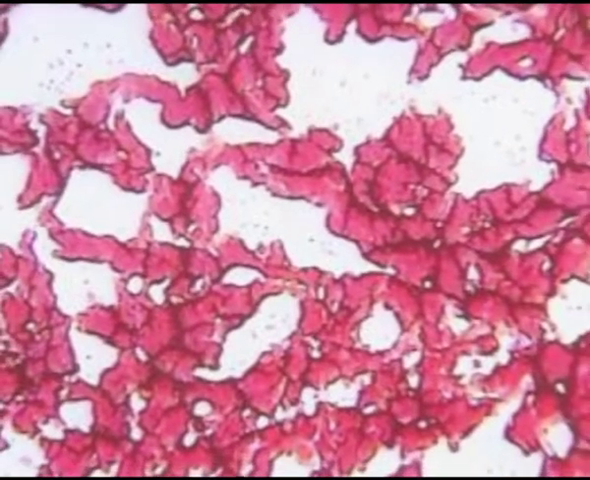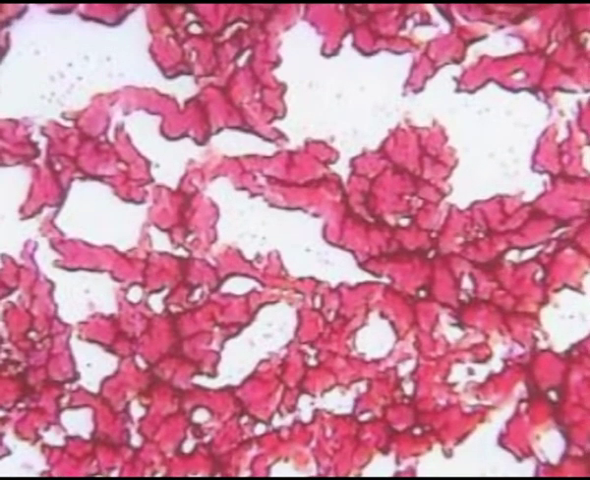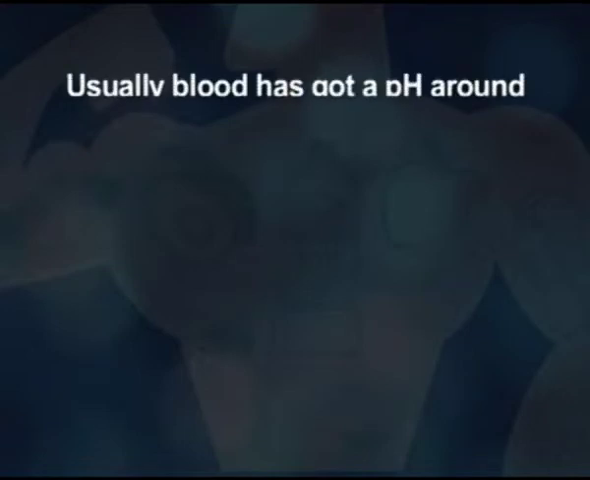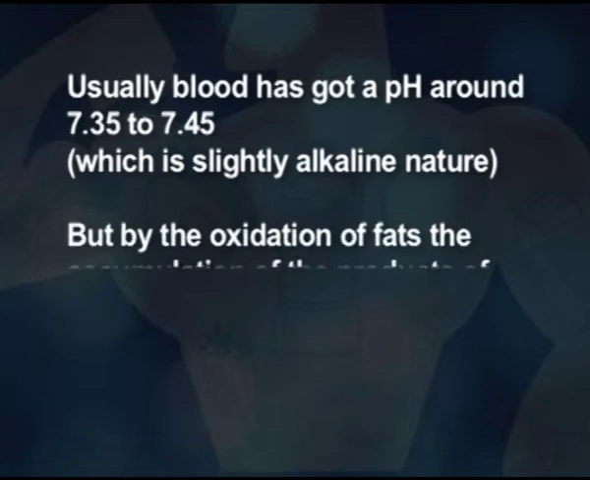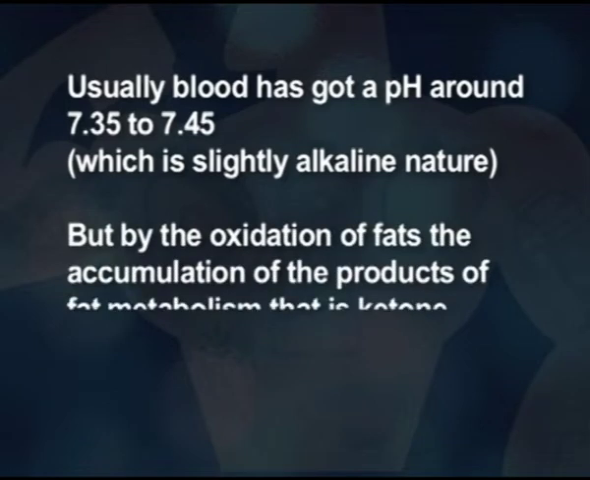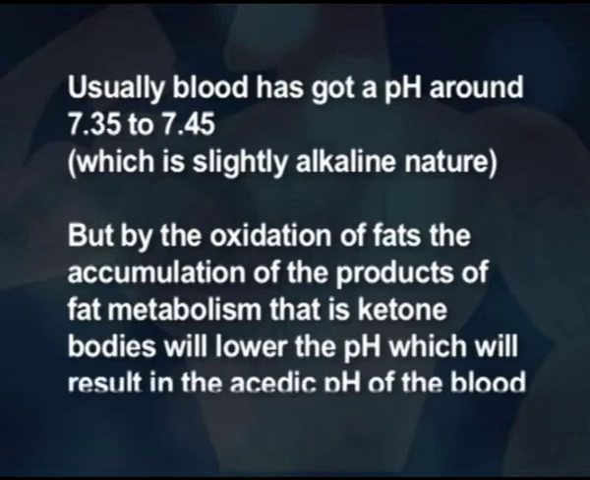Their accumulation in the blood may result in the acidic nature of the blood. Usually blood has a pH around 7.35 to 7.45, which is slightly alkaline in nature. But by the oxidation of fats, the accumulation of the products of fat metabolism, that is the ketone bodies, will lower the pH, which will result in an acidic pH of the blood.